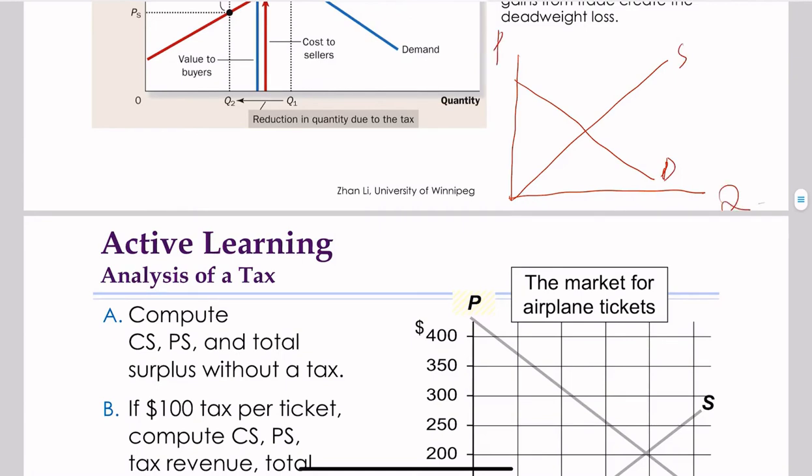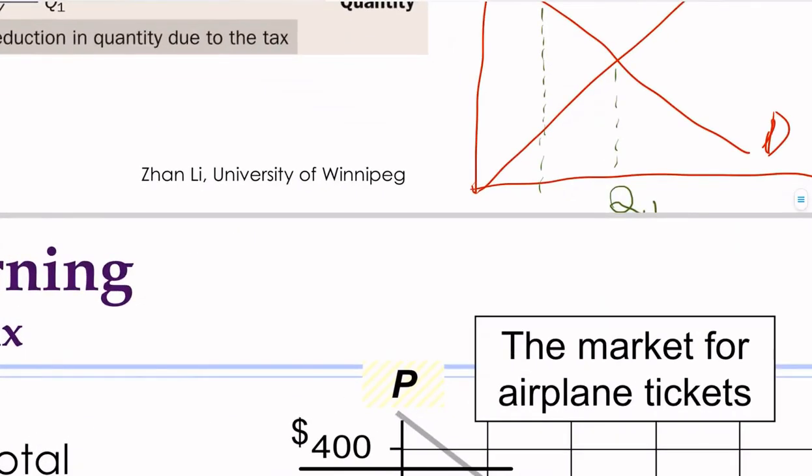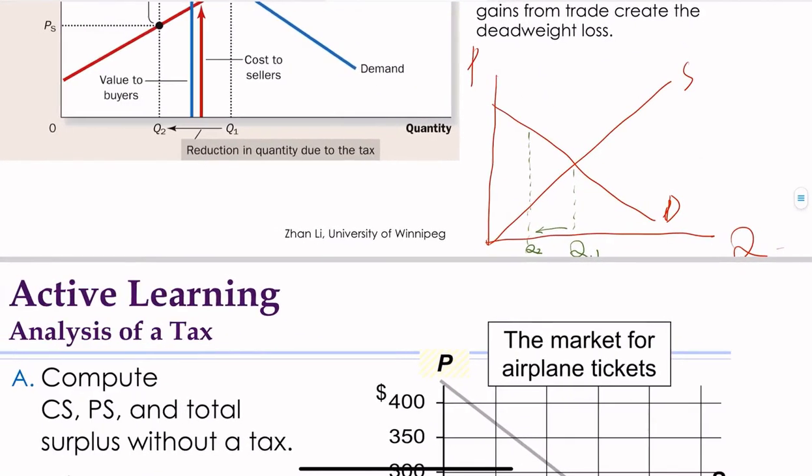Now let's say there's a tax. We'll just put tax here. And you can see that if there's a tax, then the quantity will reduce, right? The quantity will reduce from Q1 to Q2. And what you can see here is previously, the Q1 drops or reduces to Q2.